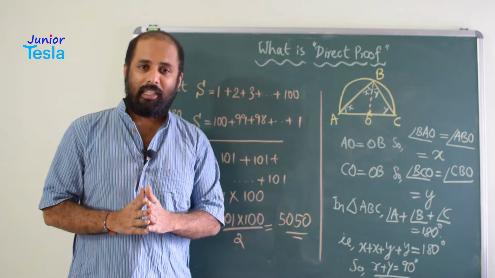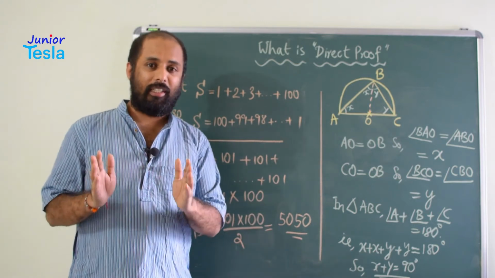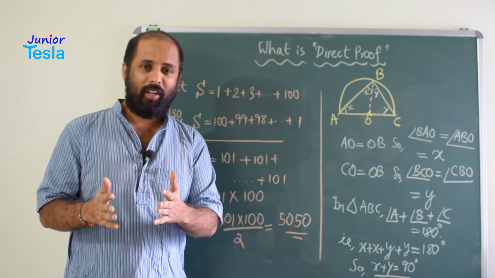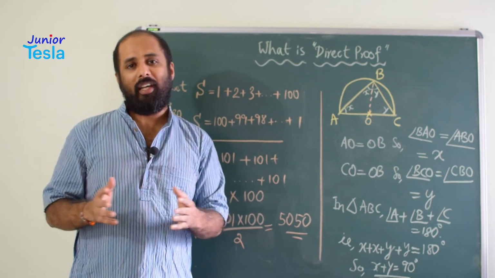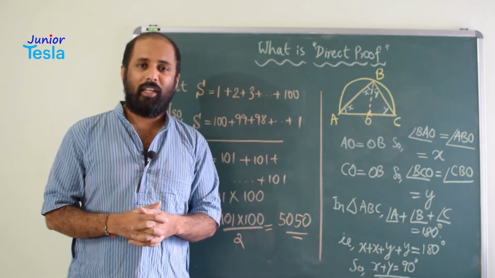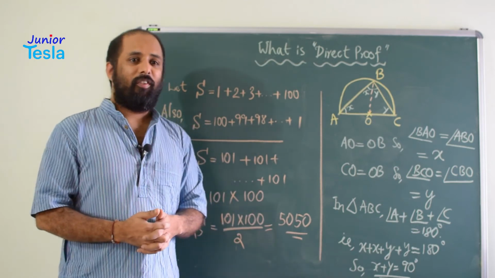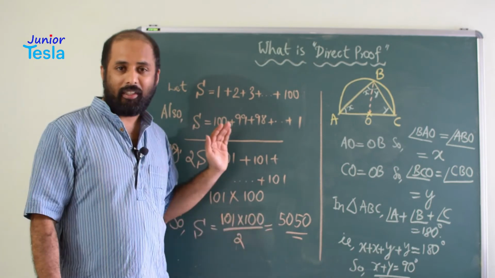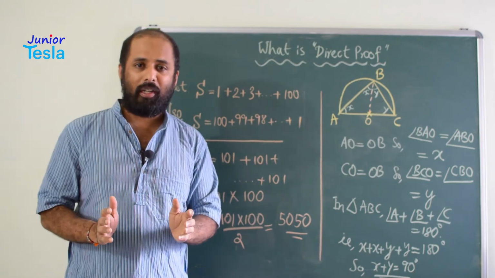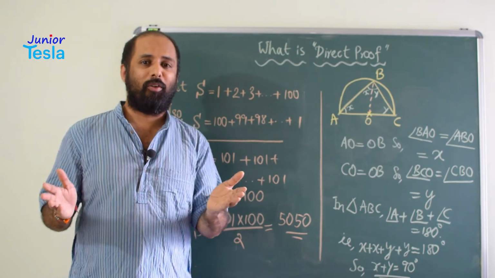So that means the value of the series, S, is equal to 101 into 100 divided by 2. That is 101 into 50, which is equal to 5050. So here we have got the answer by the direct method, because we have taken only one property, that is the commutative property, a plus b equal to b plus a.